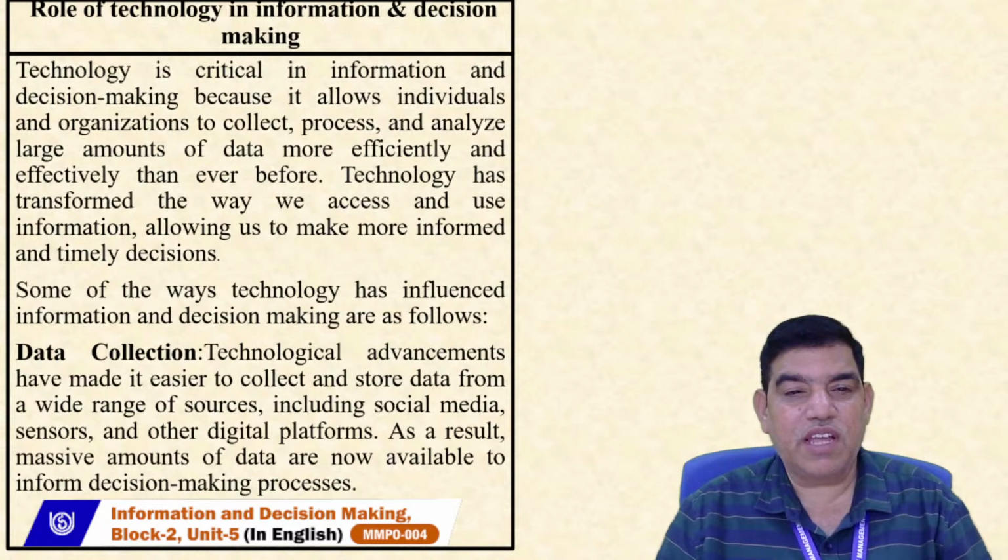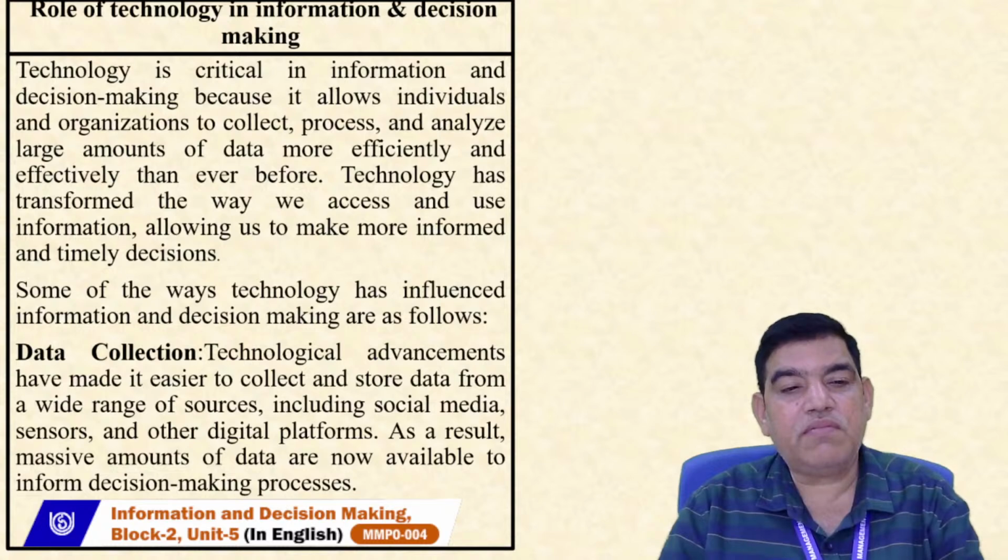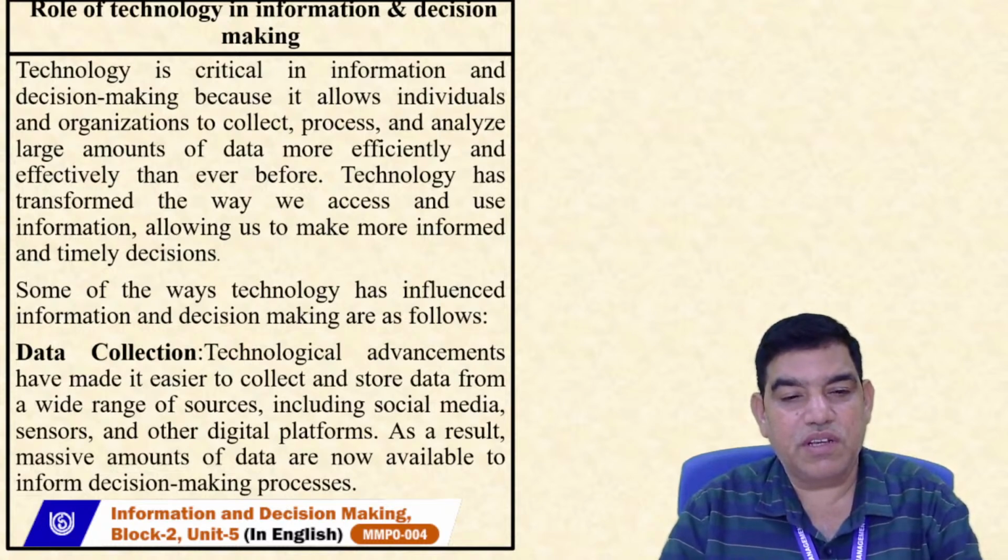Some of the ways technology has influenced information and decision making are as follows. So there are so many steps. First one is your data collection. Data collection means you have to collect data from different sources. It may be primary sources, it may be secondary sources. So technological advancements have made it easier to collect and store data from a wide range of sources, including social media, sensors, and other digital platforms. As a result, massive amounts of data are now available to inform decision-making process.